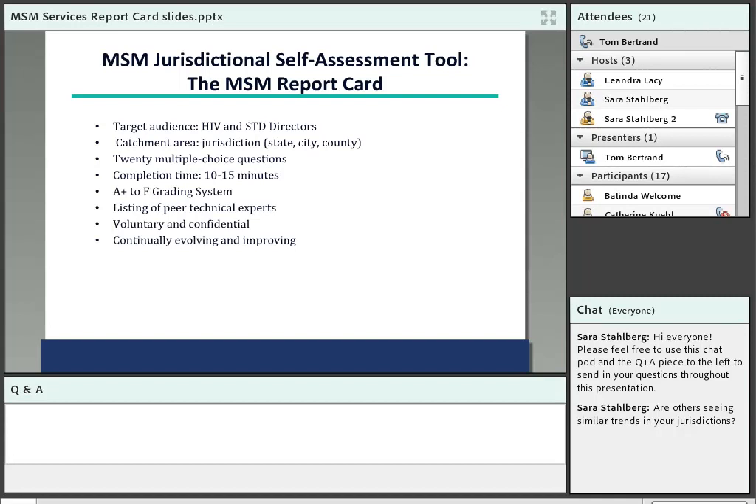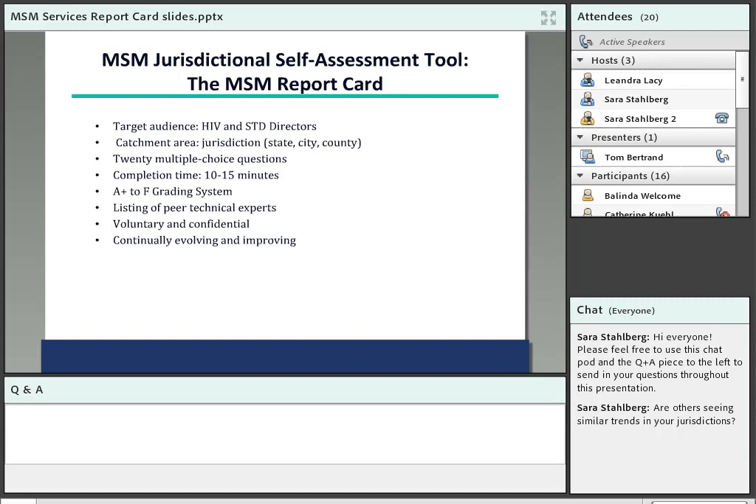element or a few elements of the report card that your jurisdiction was scoring poorly on, you could easily reach out. Voluntary and confidential, you'd receive it and you would administer it as you would like in your jurisdiction. You don't have to report anything back to anybody. And then finally, it's continuing, evolving, and improving.